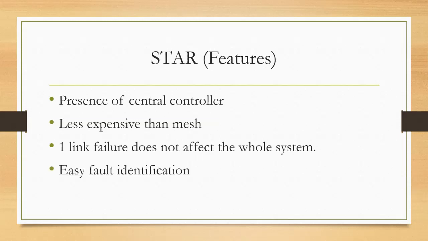Fault identification is also easy because, again, we have links running between stations and hubs. So for issues with communication from one station, we can isolate the other part of the network and check only the station, the hub port and the link running between them. This is the disadvantage we already discussed: we have a dependency on the central controller.